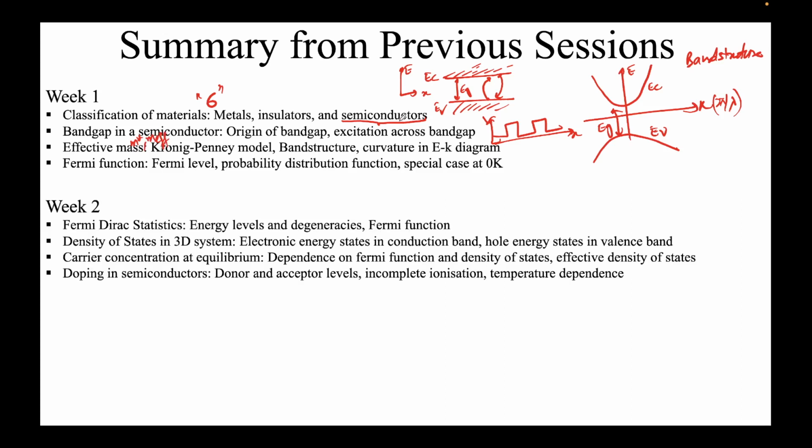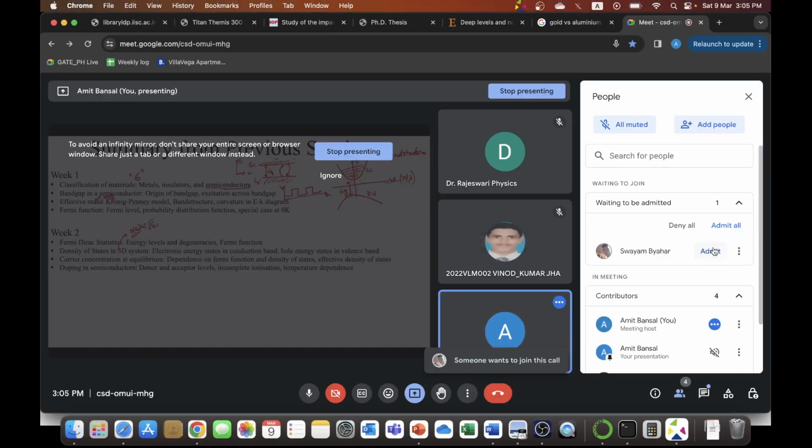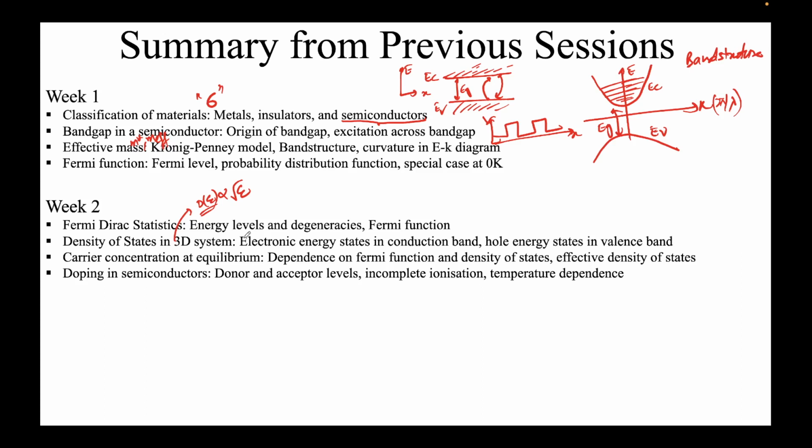And then, as I was talking, these are the energy states that I have been talking about. What we saw is that there is a density of states, how many energy states per unit energy per unit volume. So essentially there are some energy states in the conduction band where electrons can occupy, and what we saw is that this is directly proportional to the square root of the energy. This is for the 3D system.